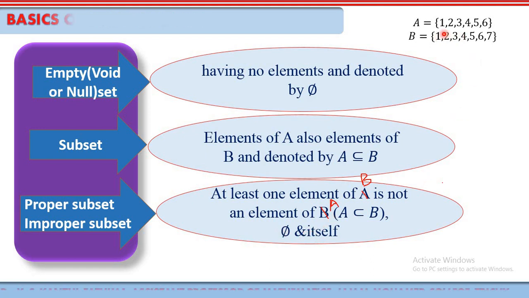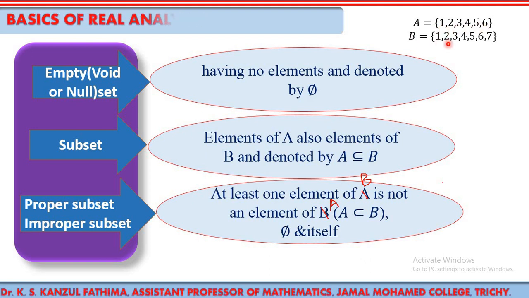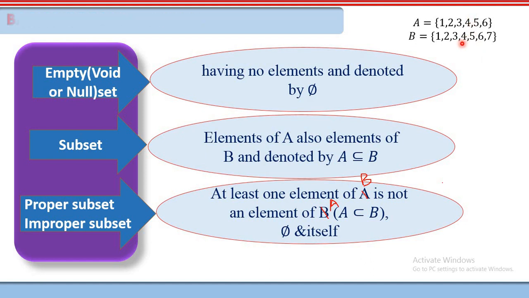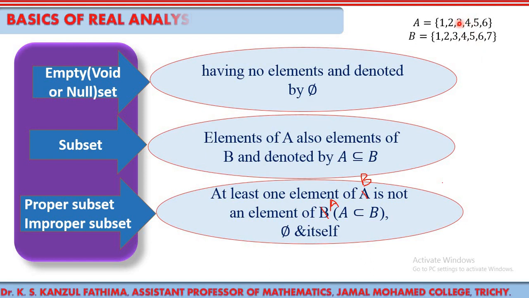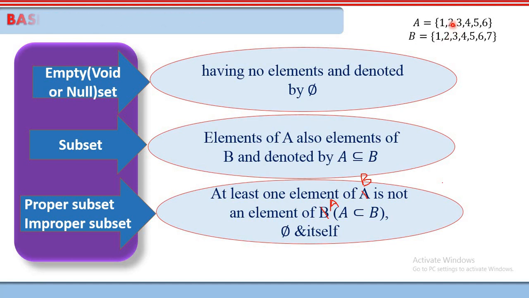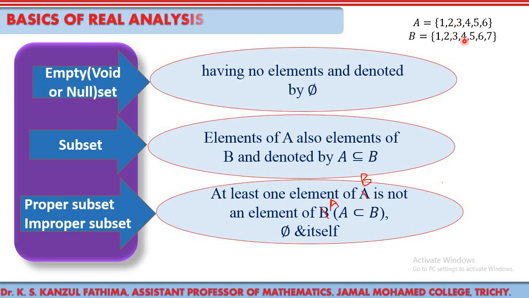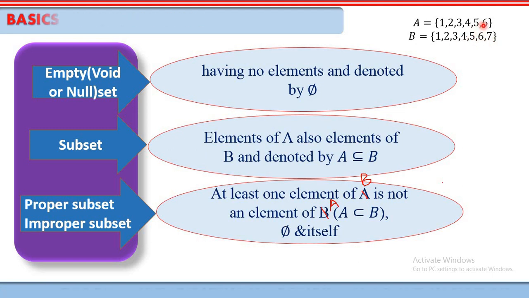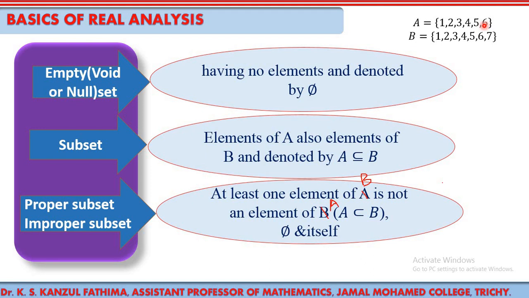Okay. Consider this example. A equal to 1, 2, 3, 4, 5, 6. B equal to 1, 2, 3, 4, 5, 6, 7. A is a subset of B because all elements of A are also the elements of B. And also, A is a proper subset of B because at least one element, 7, of B is not in the set A, and hence A is a proper subset of B.